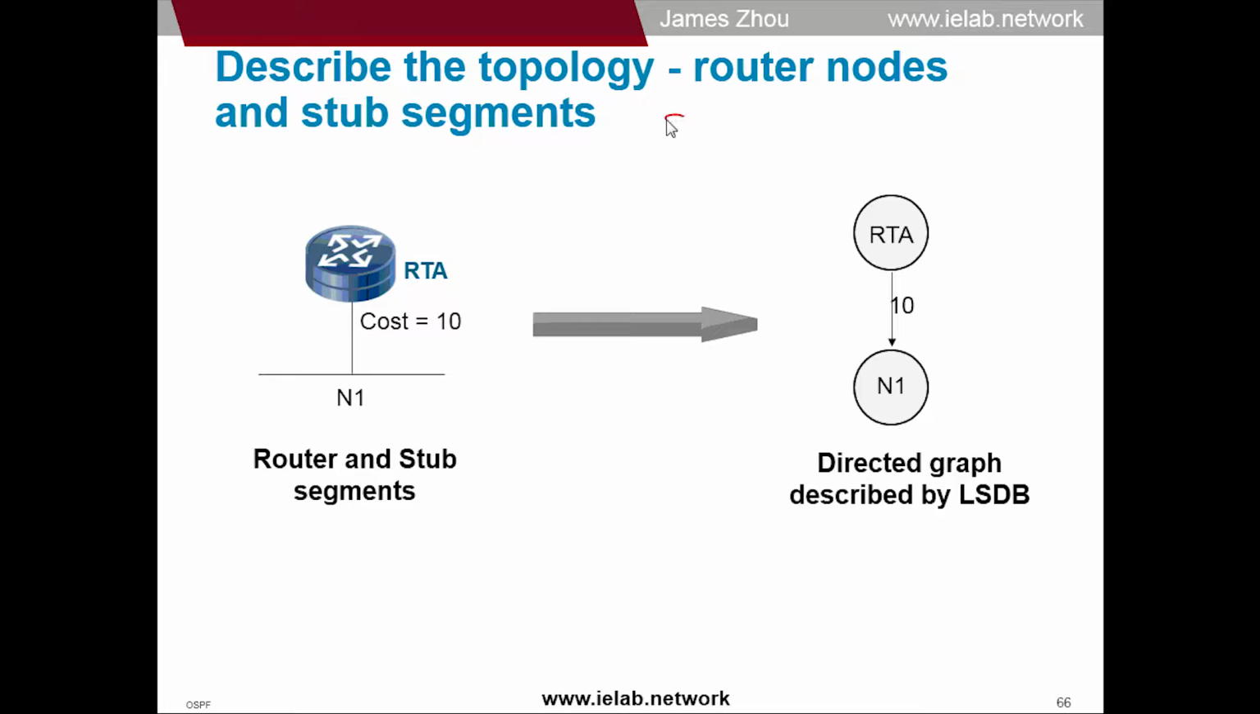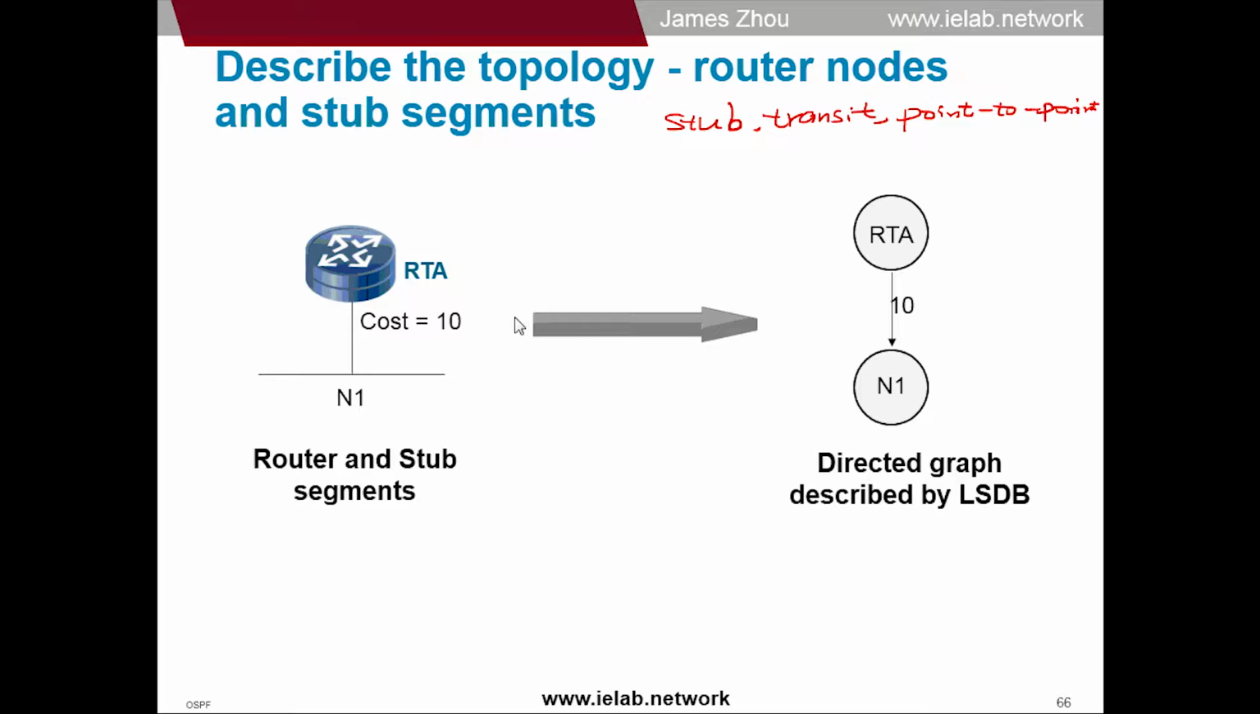Stub, transit, point-to-point, and virtual. Virtual is used for virtual links, so usually we just need to talk about 3 types in normal SPF. First is the stub segment.